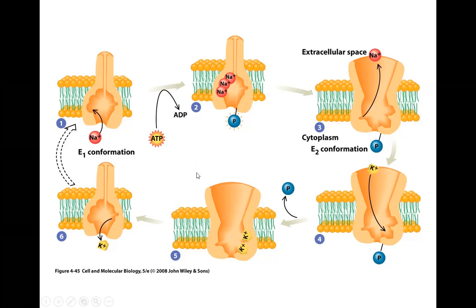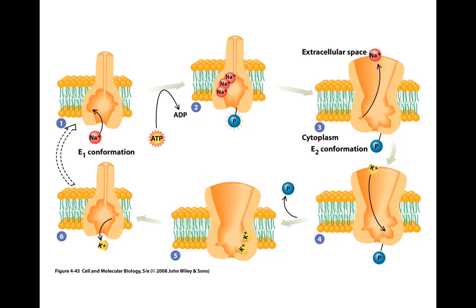So let's have a quick look at how this is working. There are two conformations of this protein, the E1 conformation and the E2 conformation. And you can see from this cartoon that the shape of the protein is very different in the E2 conformation compared to the E1 conformation. We also learned in a previous lecture that the phosphorylation event, which as we know is a post-translational event, can change the conformation of a protein tremendously.